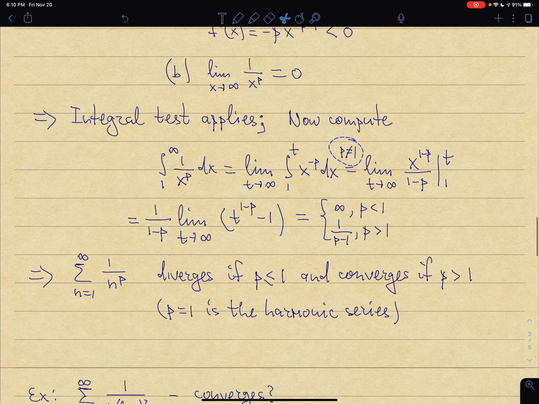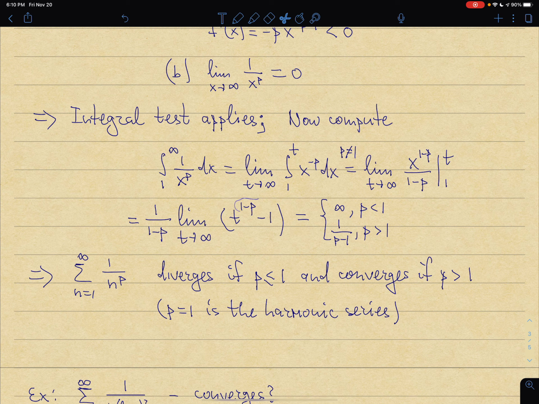Then you plug in t. 1 over 1 minus p is a constant factor that goes outside of the limit. So we need to take a limit of something like this. The limit of 1, of course, is always 1. What about t to the power 1 minus p? If p is less than 1, then we're raising t to a positive power. So as t goes to infinity, t to the positive power will go to infinity. So if p is less than 1, the limit is infinity, so the integral diverges.